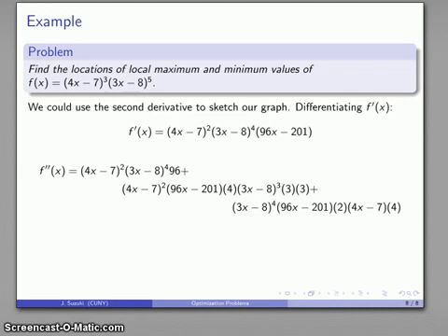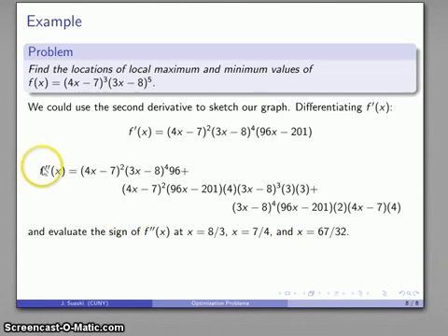And not only that, at this point I now need to evaluate this expression at those critical points. I need to find the value of this thing at x equals 8/3. I need to find the value of this at x equals 7/4, and I need to find the value of this at x equals 67/32. And I would say that's a lot more work, so good luck with it. I'm not going to do that in this video, which is already long enough.